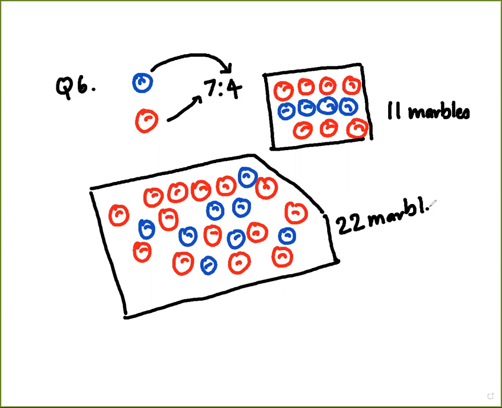Which means that any multiple of 11 will be possible. You get it? If there are 11, 11 is the simplest possible answer, but any multiple of 11 can be there if you think about it. 11 times 2, 22. It could be 33 marbles, it could be 44 marbles, it could be 121 marbles, as long as for every 7 red marbles there are 4 blue marbles.